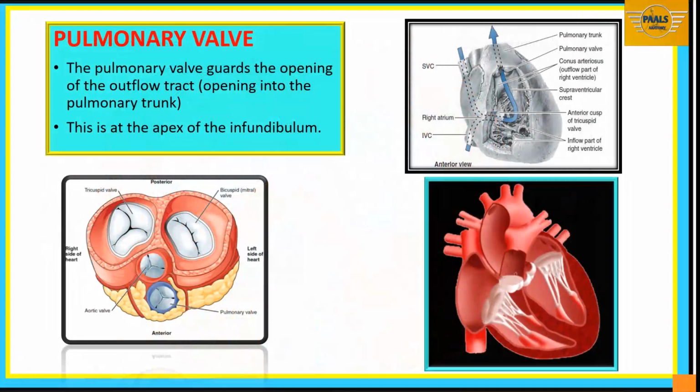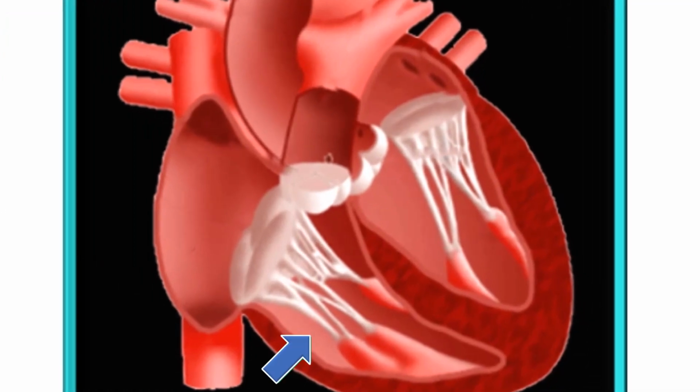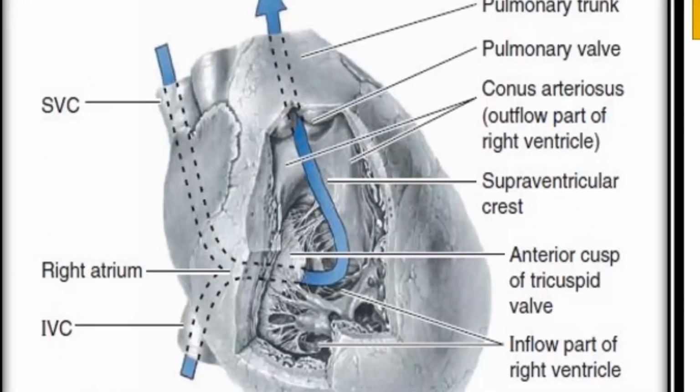We will next consider the other opening, which is the pulmonary opening, and then the valve, which is the pulmonary valve. In this illustration, this is the right ventricular chamber, and here is the opening to the pulmonary trunk. So here is the pulmonary valve. Now let's also locate this in this other diagram. Here we are seeing the inflow part, the tricuspid, and then when we move up, we're moving to the outflow part, and these are the pulmonary valves.